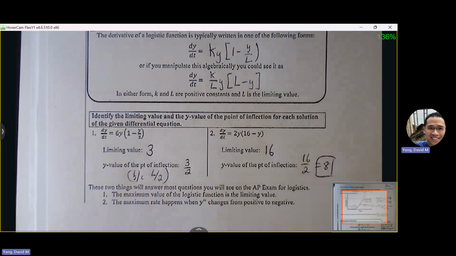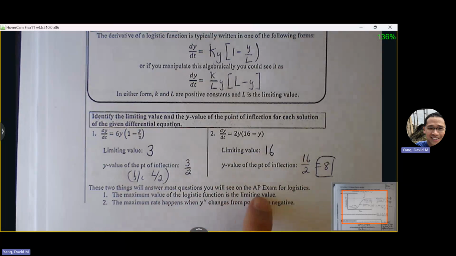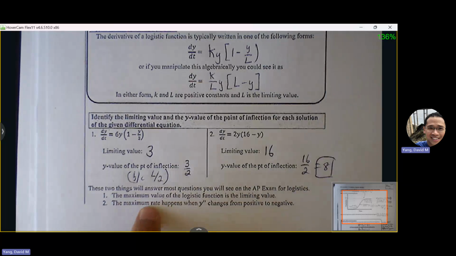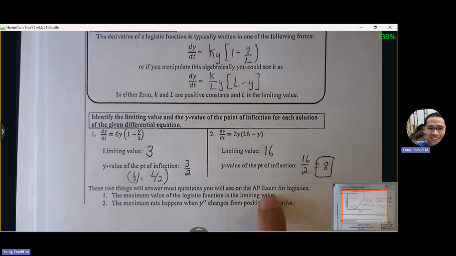All right, so these two things will answer most questions you will see on the AP exam for logistics. The maximum value of the logistic function is the limiting value, so being able to pull that L value is important. And the maximum rate, L over 2. Those are the most common things that could be asked of you on the AP exam. But we're going to see some other variations within our notes. Okay, next page.